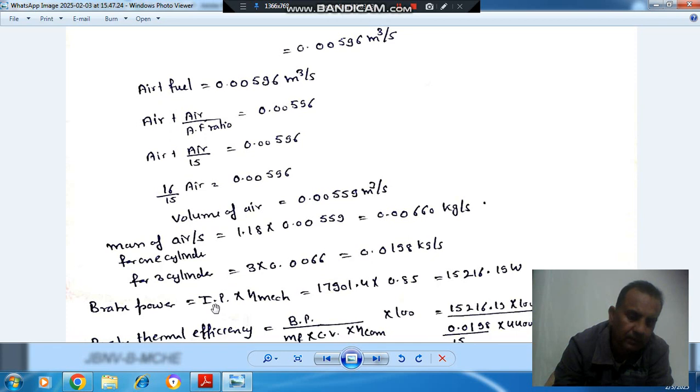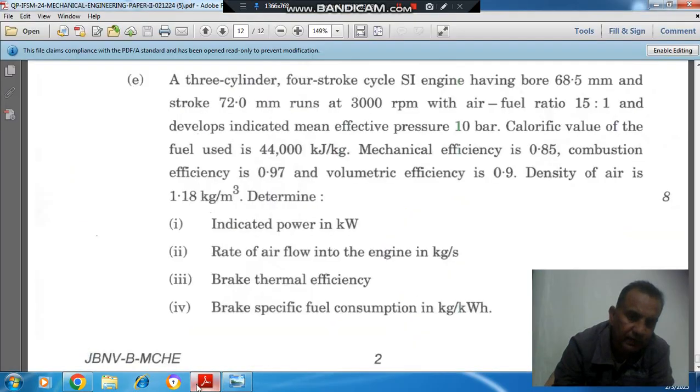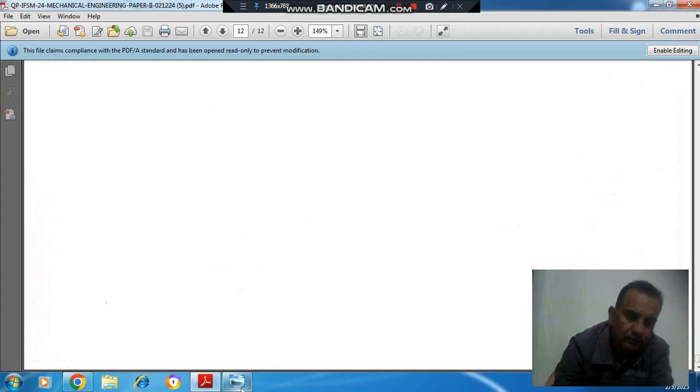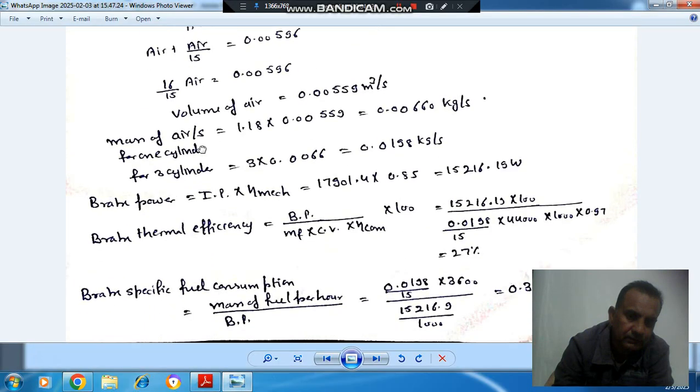Okay, so now next part is to calculate brake power. IP has been calculated. Mechanical efficiency is given. So mechanical efficiency is BP by IP. So BP is your 15.216 kilowatt.